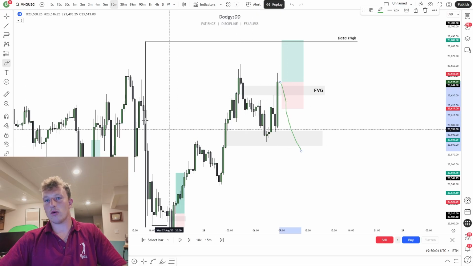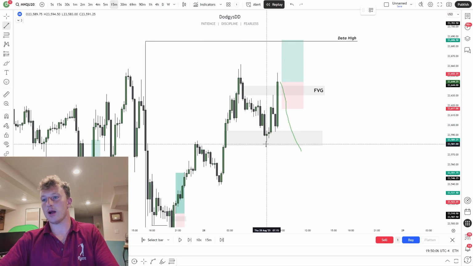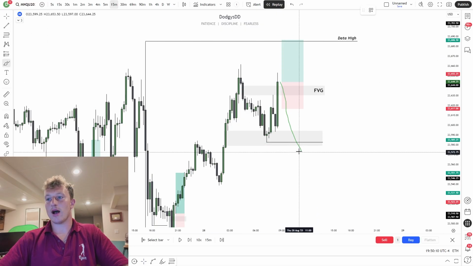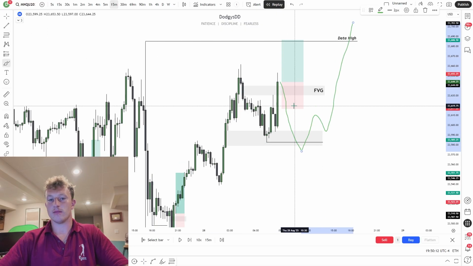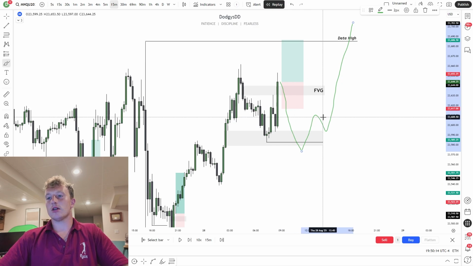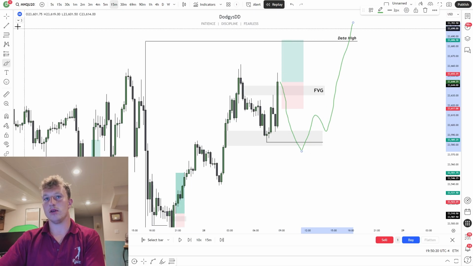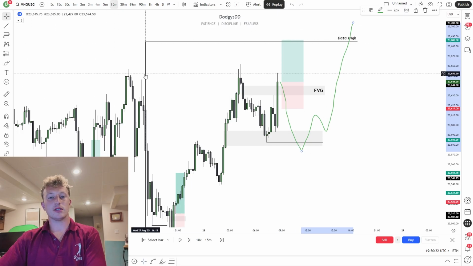If it stops me out, we're probably just going to get a Judas swing. It's probably going to go to below this low, and then I'll get another entry. That's how confident I am in the draw on liquidity. And being able to understand that, being able to incorporate that into your trading can be the extra setup you need to be profitable. But there's a certain way of doing this.